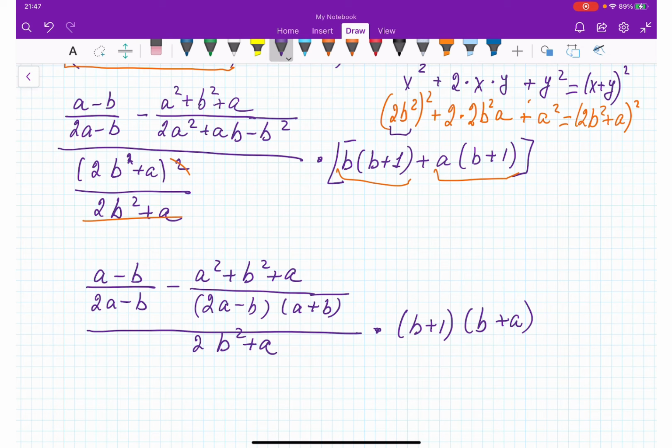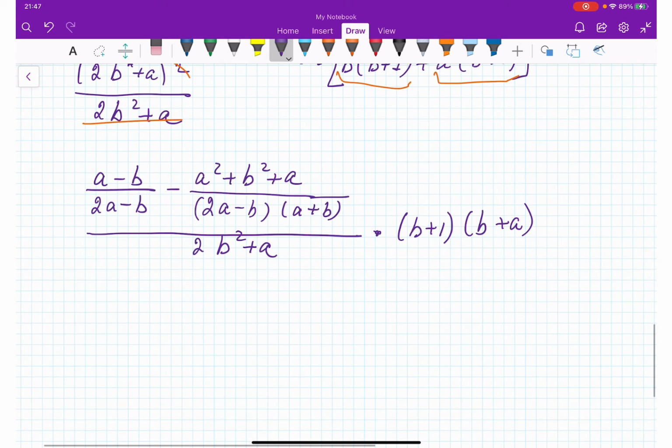Okay, so next, I'm bringing the numerator to a common denominator. So the common denominator is going to be (2a minus b) and (a plus b), which means this one I am multiplying by (a plus b).